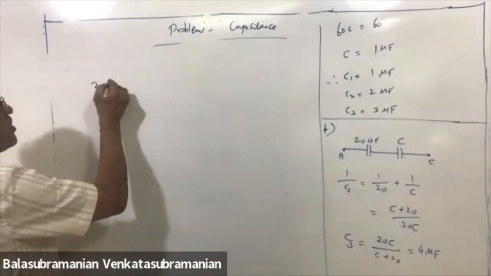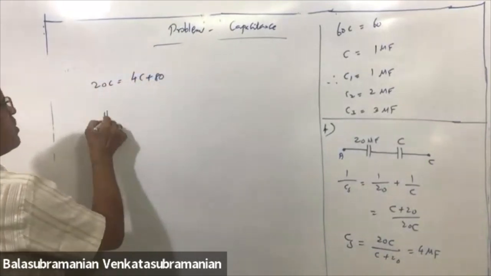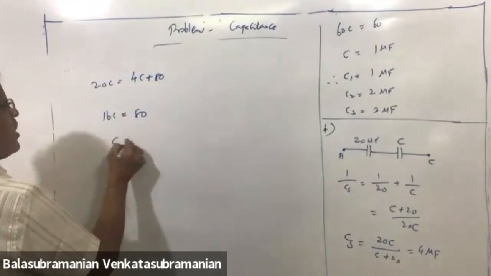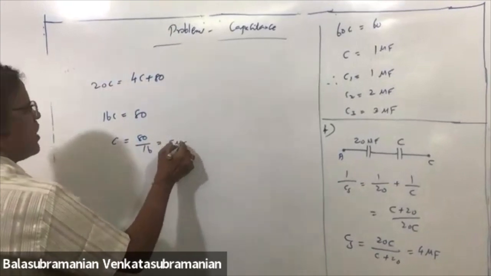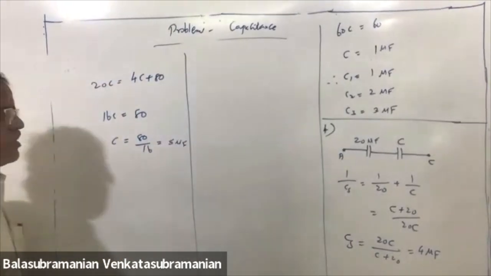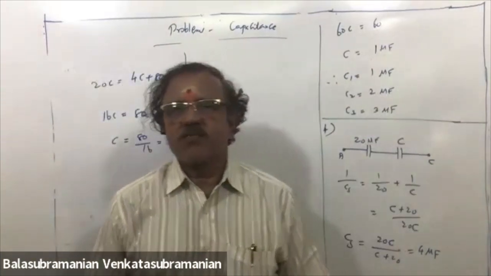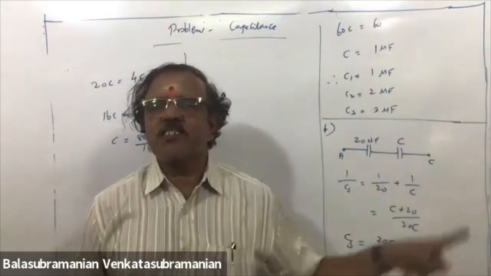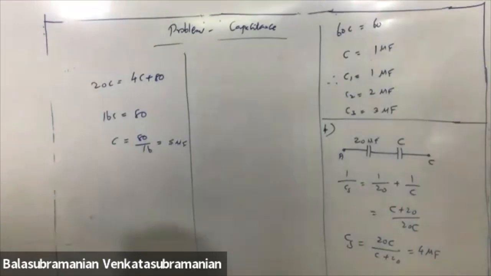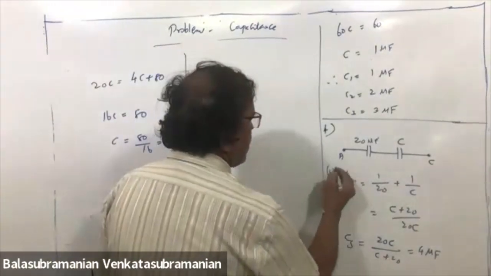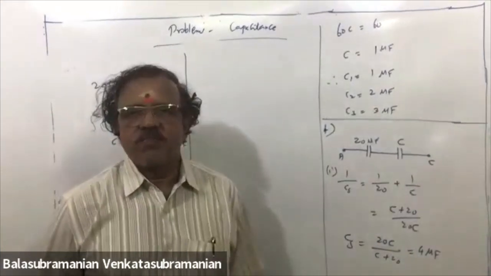So 20C is equal to 4C plus 80. 16C is equal to 80. C is equal to 80 by 16. That is 5 microfarad. So in series, you have to connect 5 microfarad here. Then only we'll get the resultant as 4. So this is the first step. You have calculated the value of C to be connected.